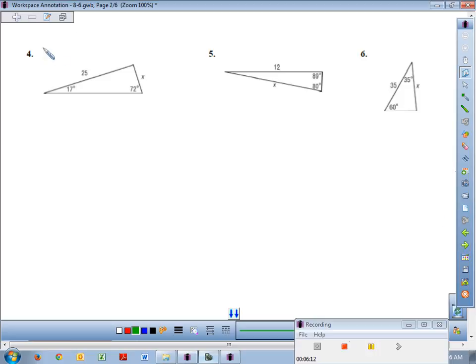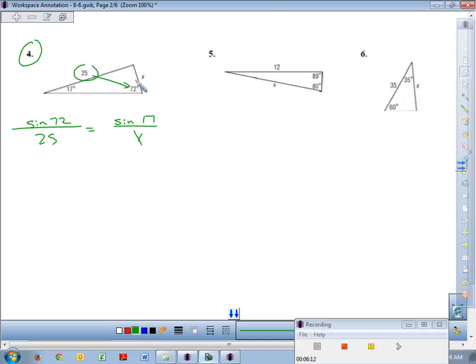One more of these. Let's do number 4 right here. Get that puppy set up for me. Why don't you pause the video and see if you can set up your proportion without me. So you should have had the sine of 72 over 25 equals the sine of 17 over x, right? You need a side length and an angle across from it, and etc. So solve by cross multiplying.